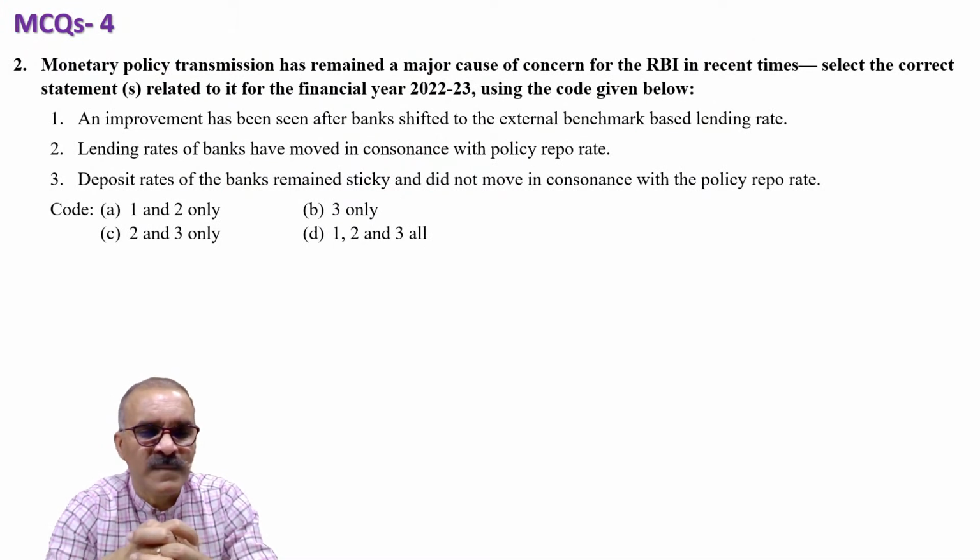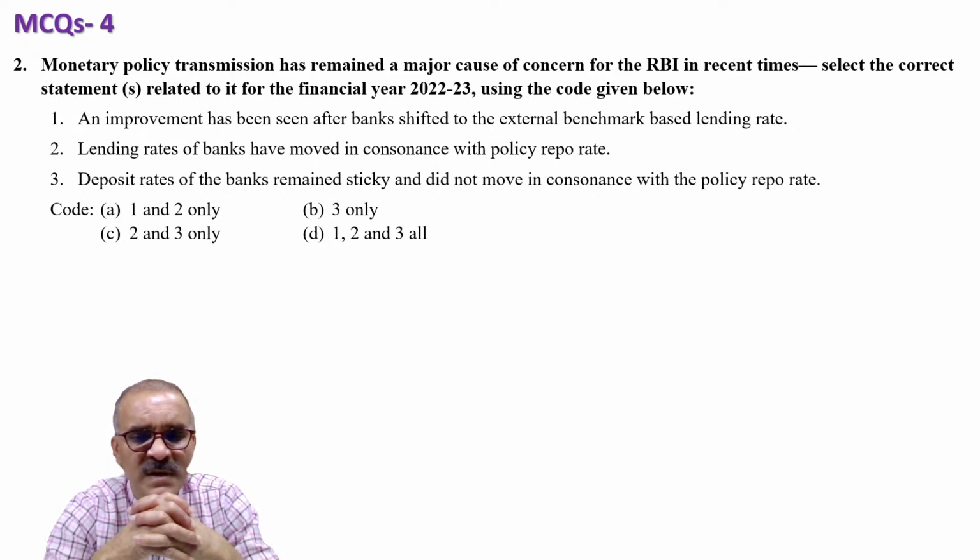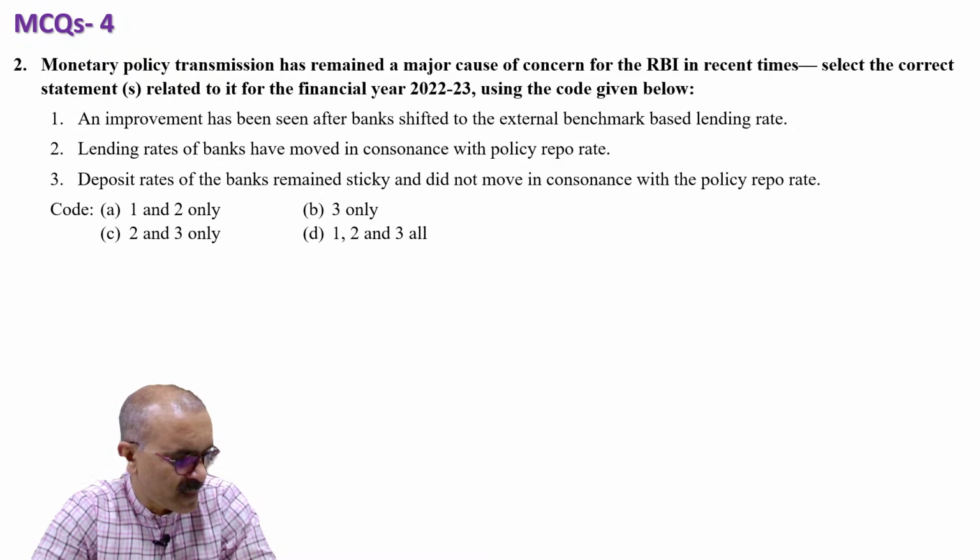See the question. Monetary policy transmission has remained a major cause of concern for the RBI in recent times. We have to select the correct statement related to it for the financial year 22-23. An improvement has been seen after banks shifted to the external benchmark-based lending rate. Lending rates of banks have moved in consonance with the policy rate, particularly the policy repo rate. Deposit rates of banks remained sticky and did not move in consonance with the policy rate. Pick the correct answer.